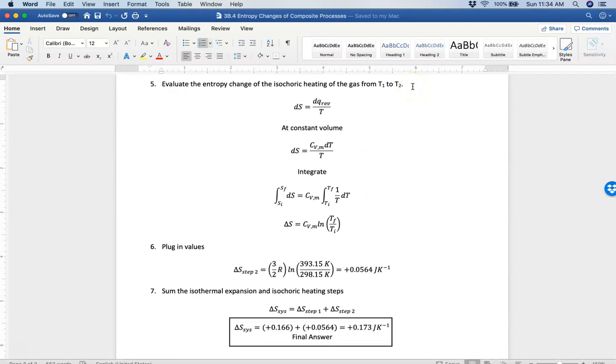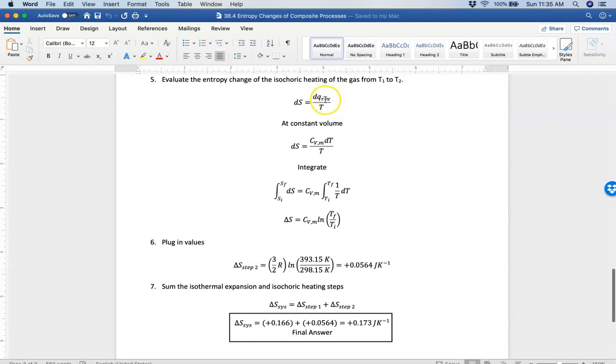Now that we've increased the volume, and we're taking advantage of delta S being a state function, we can evaluate what happens at this new larger volume when I heat from T1 to T2. Again, I can start with our definition of entropy. At constant volume, dQ rev is equal to dU, and the definition of heat capacity at constant volume can be substituted in. Sorry, I skipped a step: dQ rev equals CVm times dT, so we substitute in the definition of heat capacity.